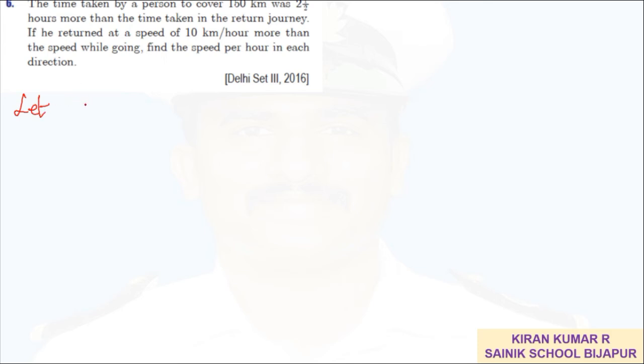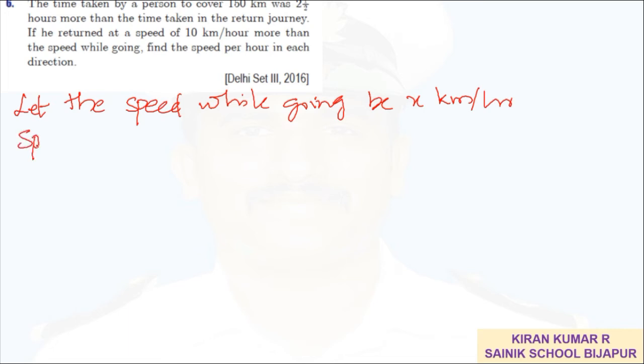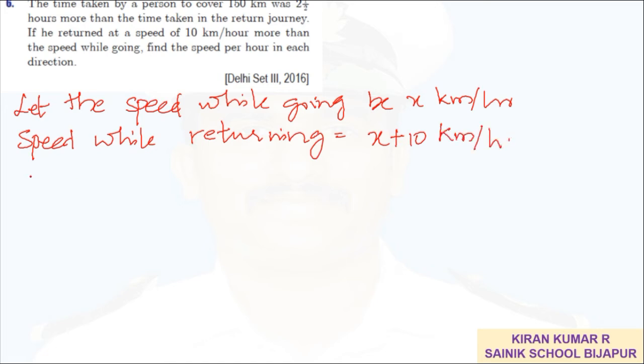So let the speed while going be x km per hour. So the speed while returning will be x + 10 km per hour. According to the question, the speed should be considered now, along with the distance, they have given the distance as 150. So the time taken is 2.5 hours more. So the difference in the time taken is 2.5 hours.